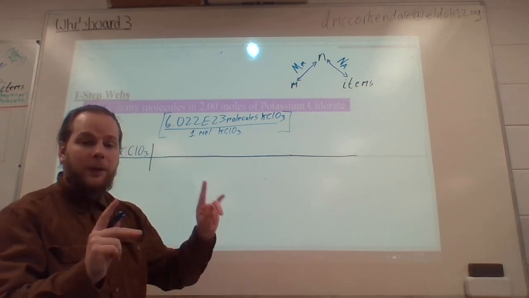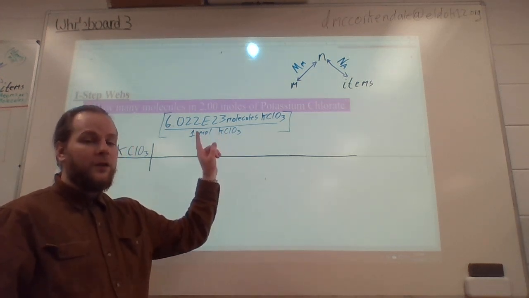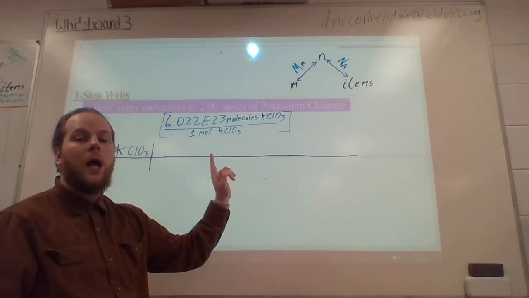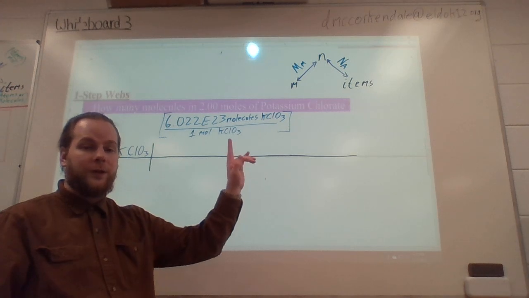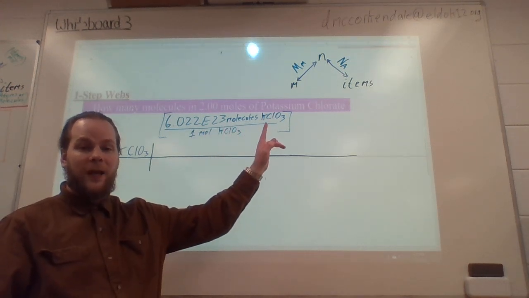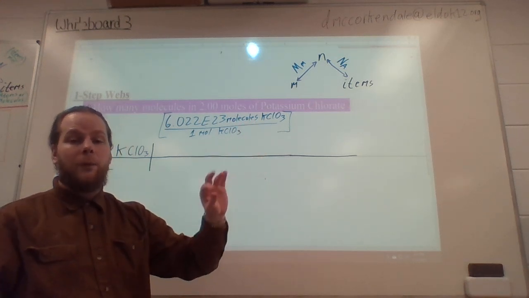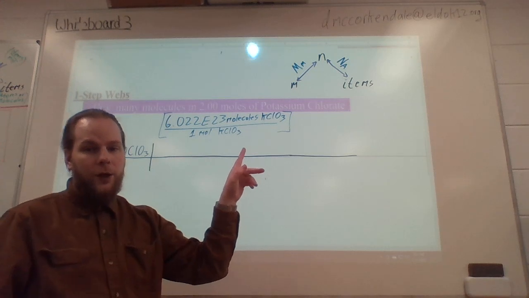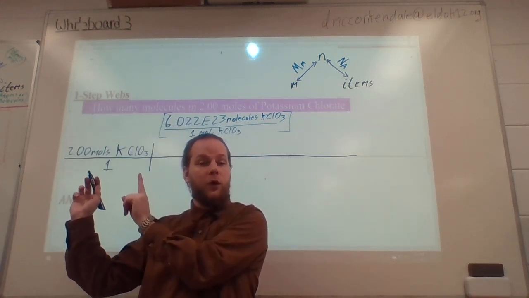Now, problem is, sometimes this fraction goes in right side up, sometimes this fraction goes in upside down, meaning the 1 mole KClO3 goes on the top, and the 6.022 E23 molecules of KClO3 winds up on the bottom. To figure out whether you have to flip the fraction or not, you have to look at the units and the formula that you started with.